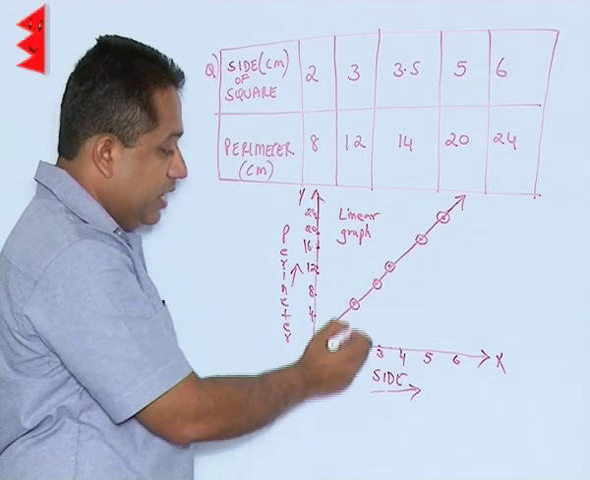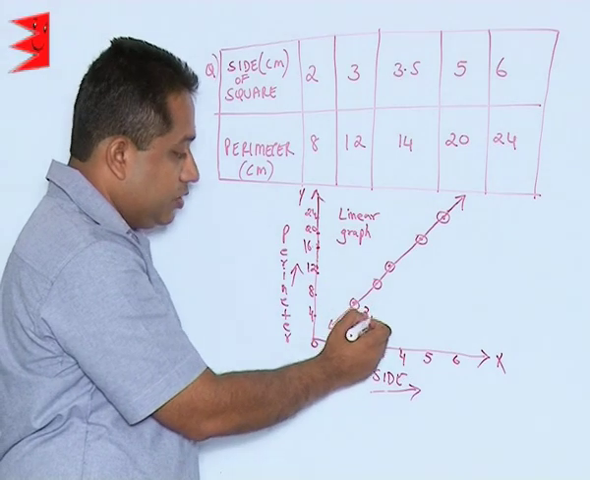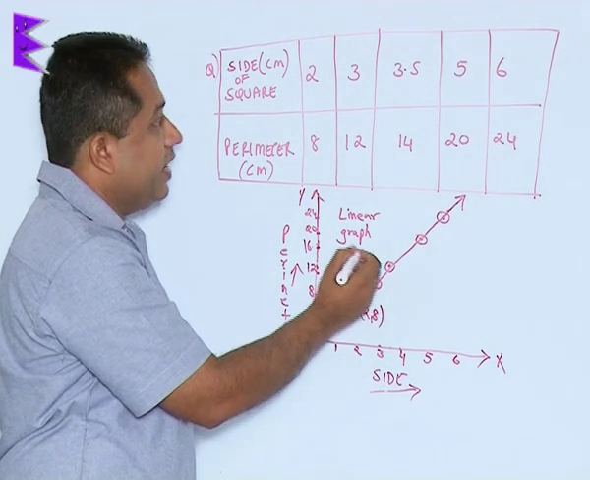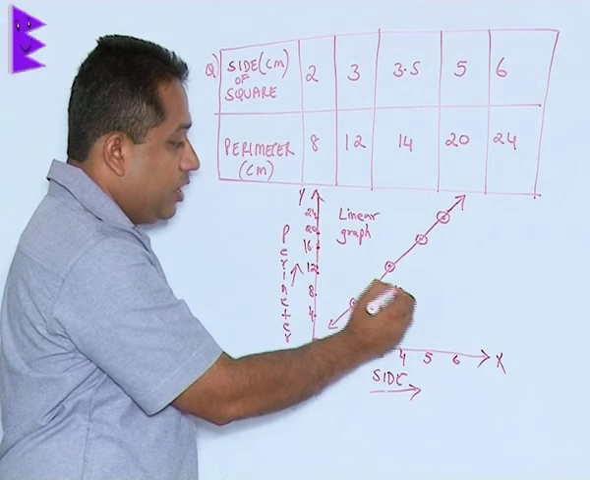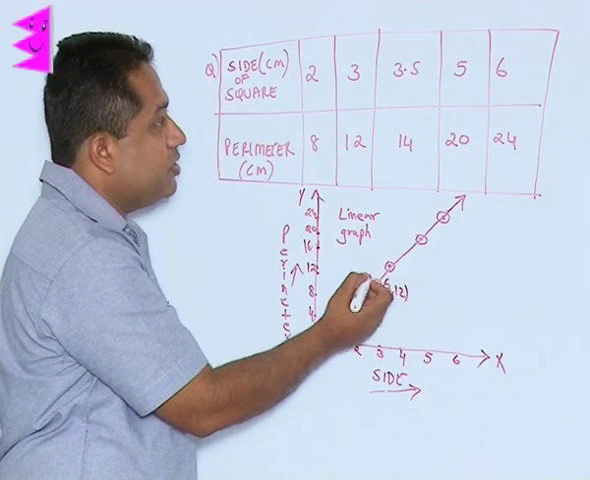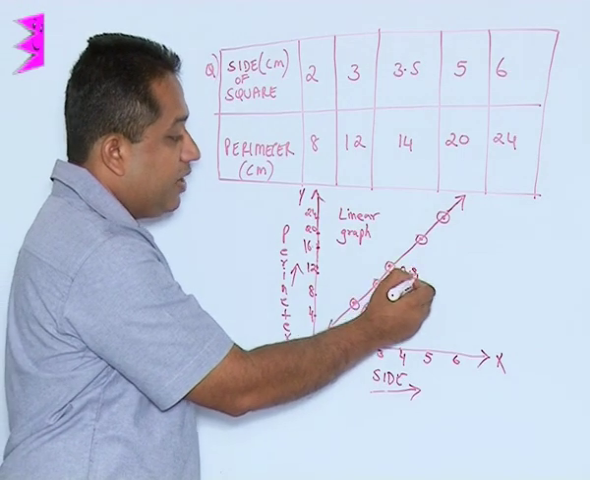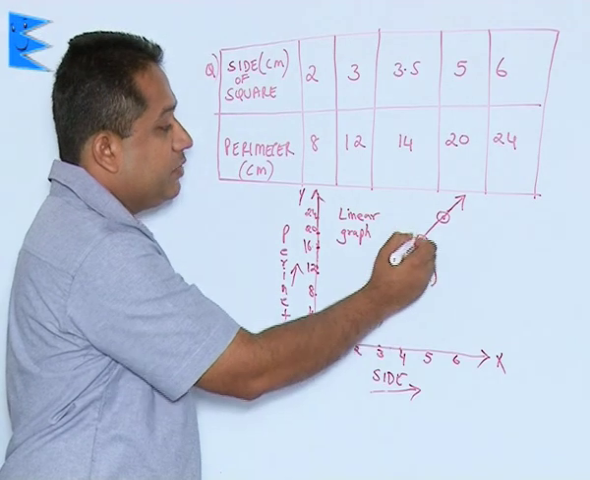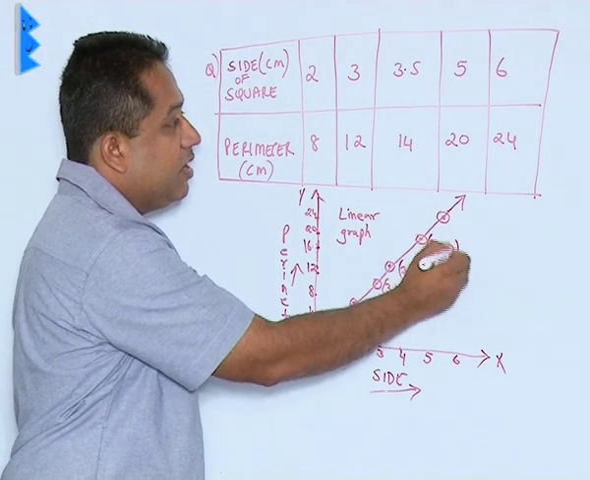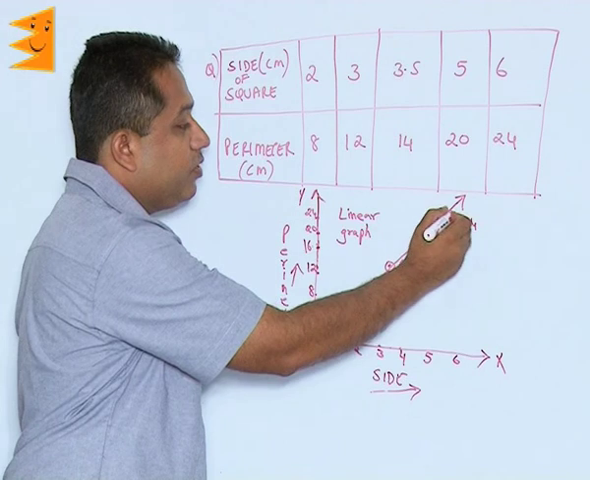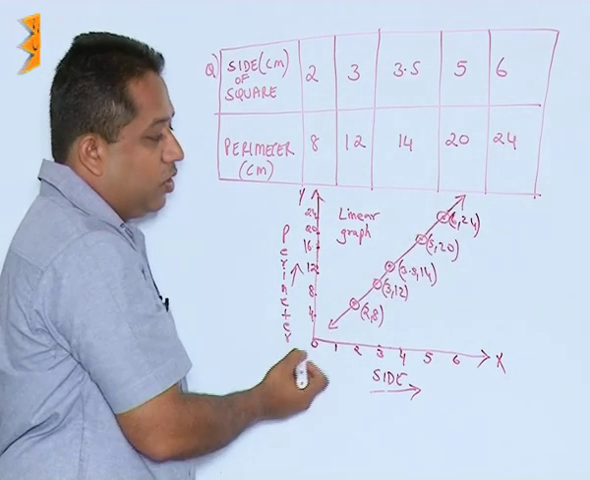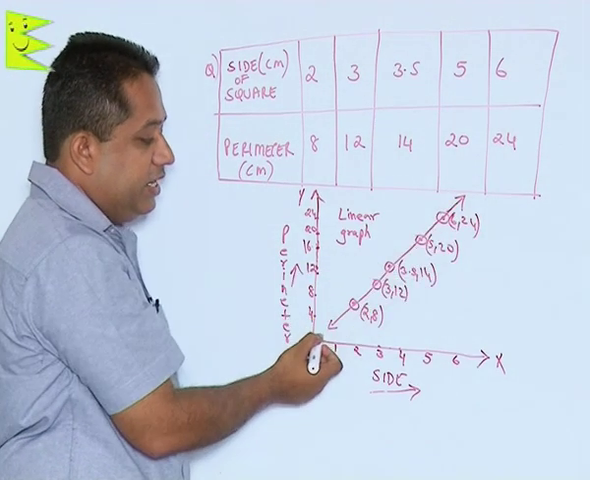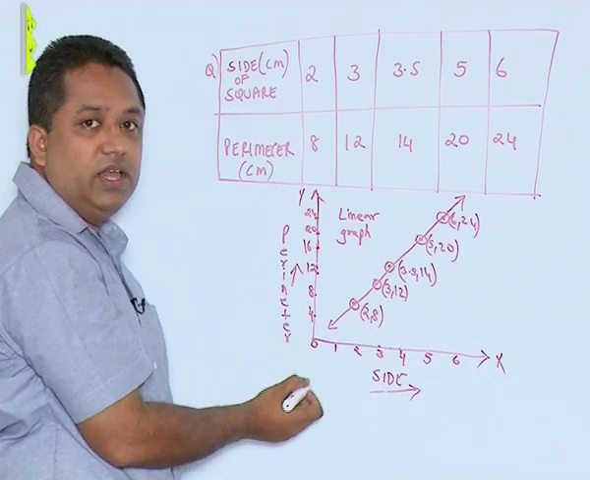So, we can name these points also. The first point is 2, 8, the next point is 3, 12, always the x coordinate written first, then we have 3.5 and 14, next we have 5 and 20, and next we have 6 and 24. So, we observe that all the points obtained were in a straight line. So, this is an example of a linear graph.